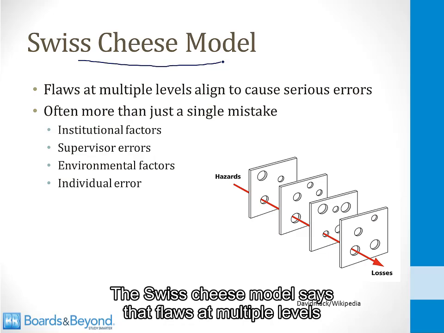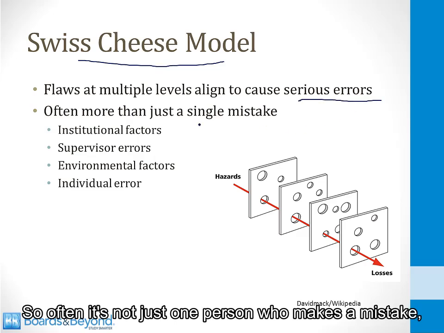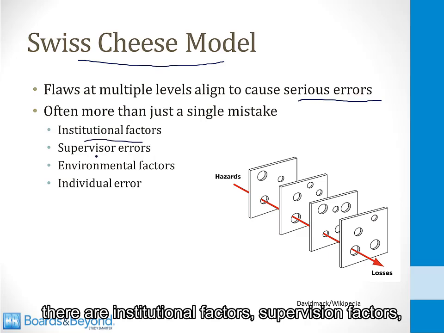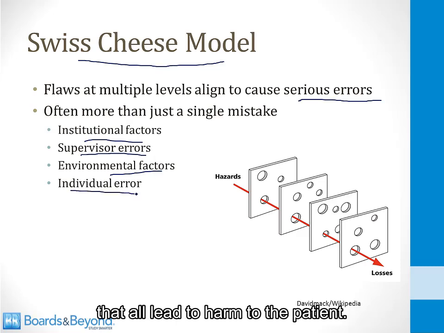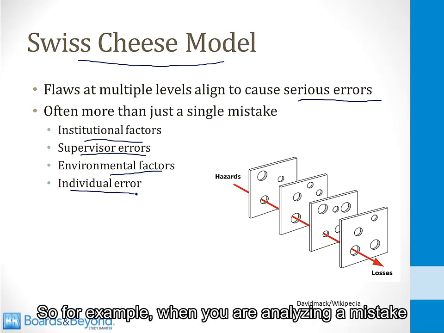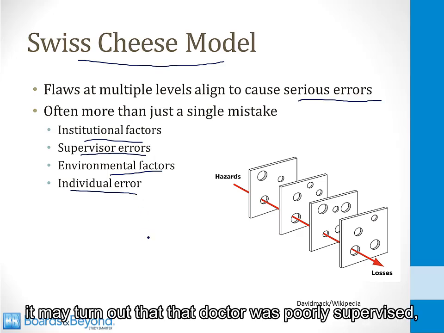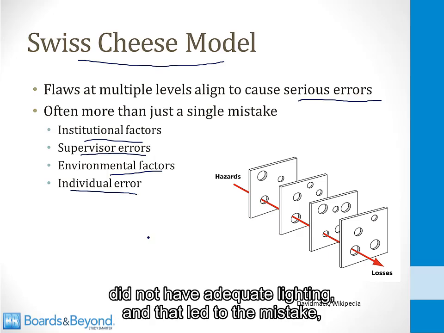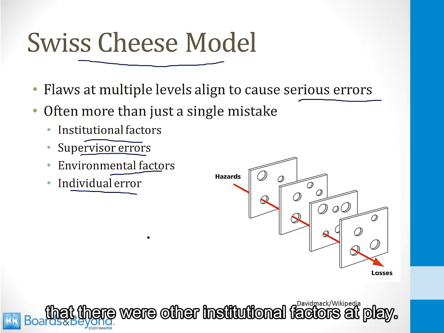The Swiss cheese model says that flaws at multiple levels need to align in order to cause serious errors. So often it's not just one person who makes a mistake. There are institutional factors, supervision factors, environmental factors, plus individual error that all lead to harm to the patient. So for example, when you are analyzing a mistake made by a doctor at the bedside, it may turn out that that doctor was poorly supervised. It may turn out that the hospital did not have adequate lighting and that led to the mistake. And it may further turn out that there were other institutional factors at play.